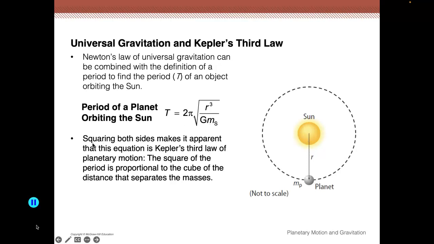Okay, squaring both sides makes it apparent that this equation is Kepler's third law of planetary motion. The square of the period is proportional to the cube of the distance that separates the masses. Okay, again, just like in other chapters, I do not expect you to memorize these equations. You would be given them on a test or a quiz.